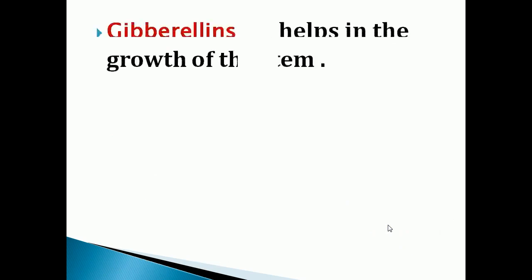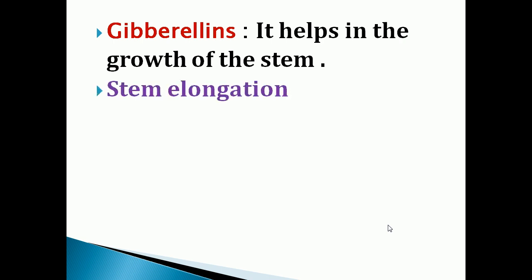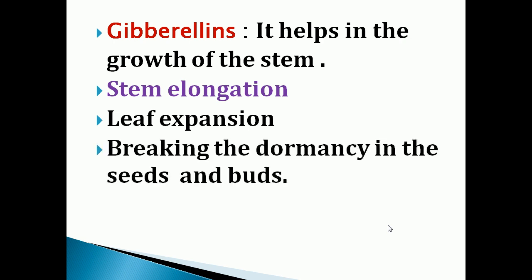Now the next hormone is gibberellins. Gibberellins help in the growth of the stem. The stem of the plant will grow with the help of the hormone called gibberellins. It helps in the elongation of the stem and expansion of the leaf. It will break the dormancy in the seeds and buds.